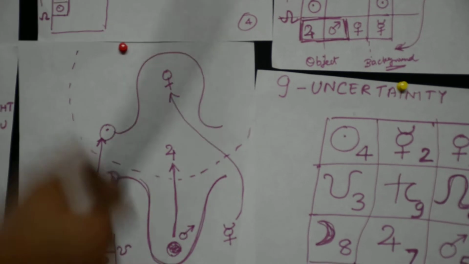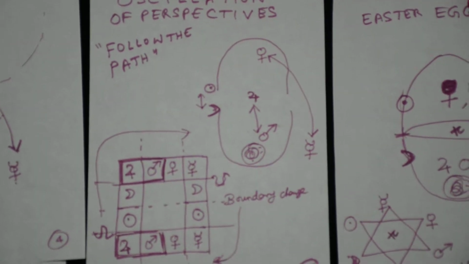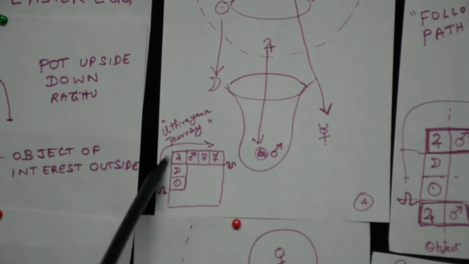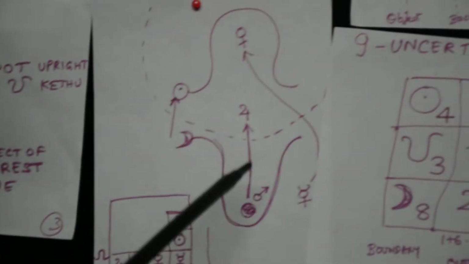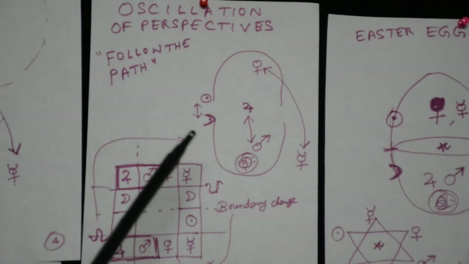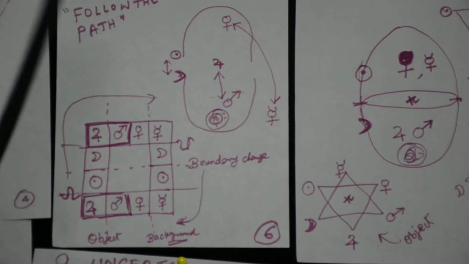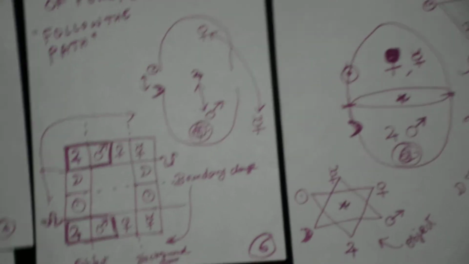So here comes the oscillation of perspective. So you saw that there is 6 perspectives here, and there are 6 perspectives here, either from moving from upside down to upright state of the part, or from upright to upside down state of the part. So the oscillations of perspectives, which means you have to always follow the path. You can't just change something without changing the system, surrounding and boundary, all the 3 together.